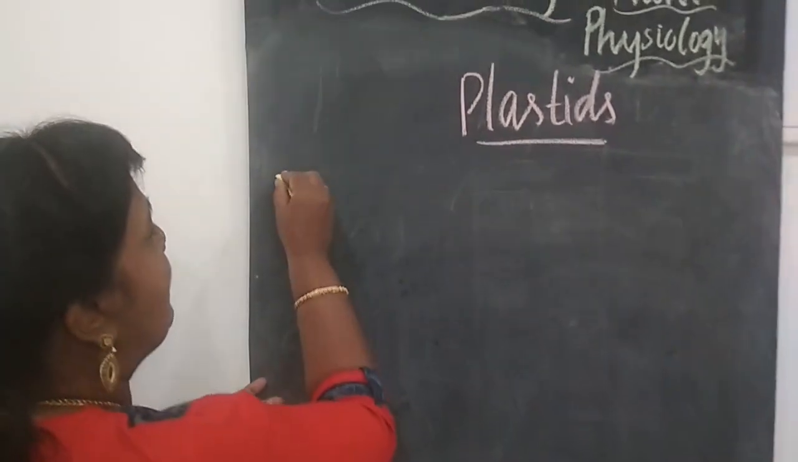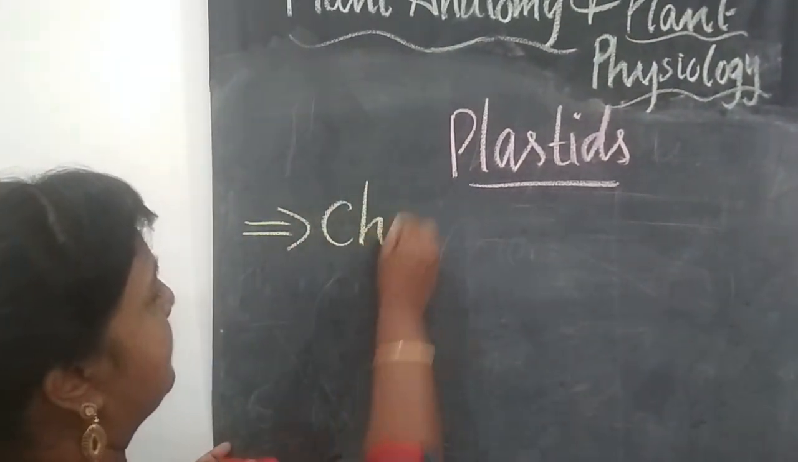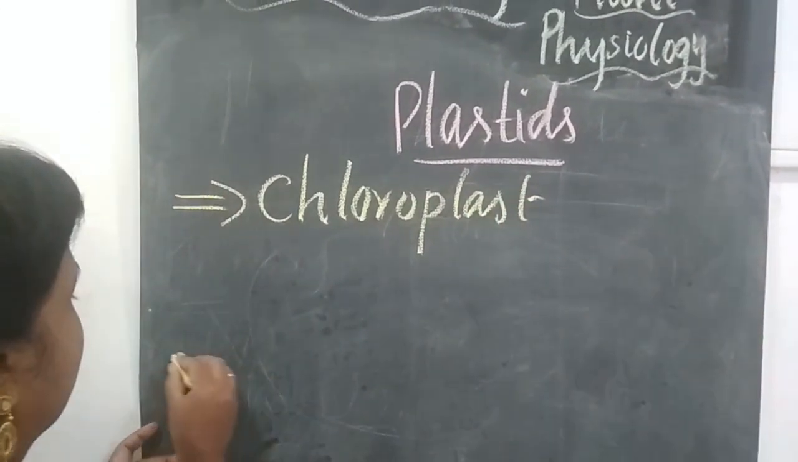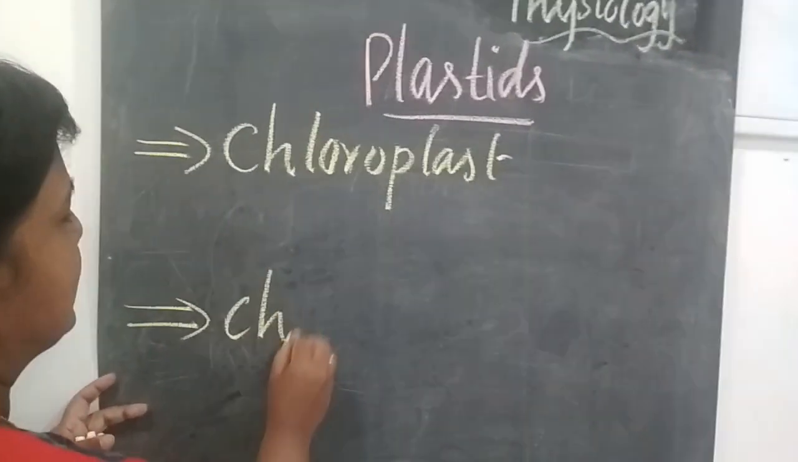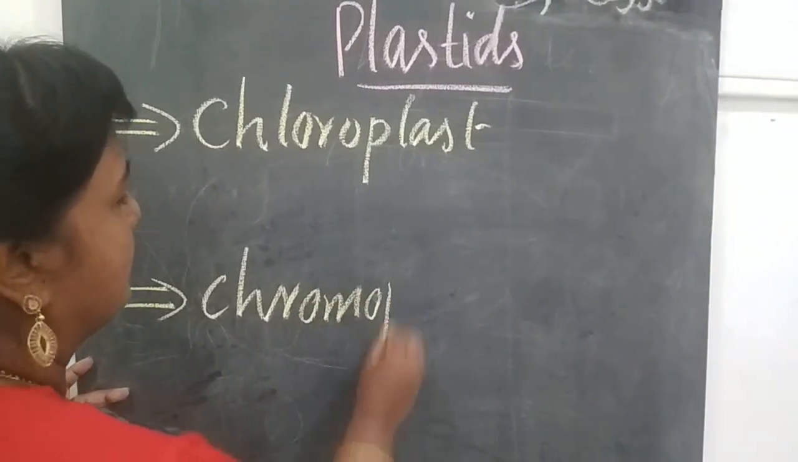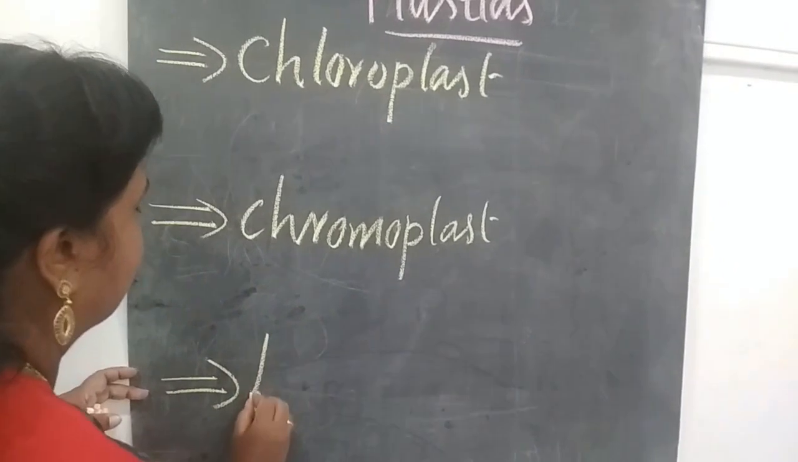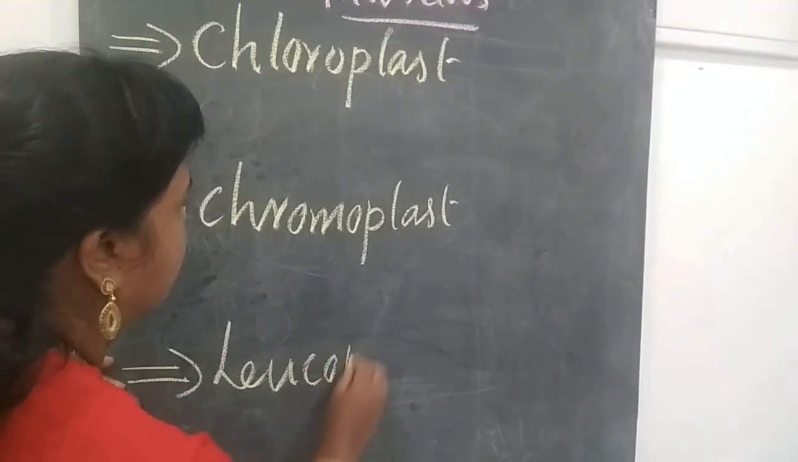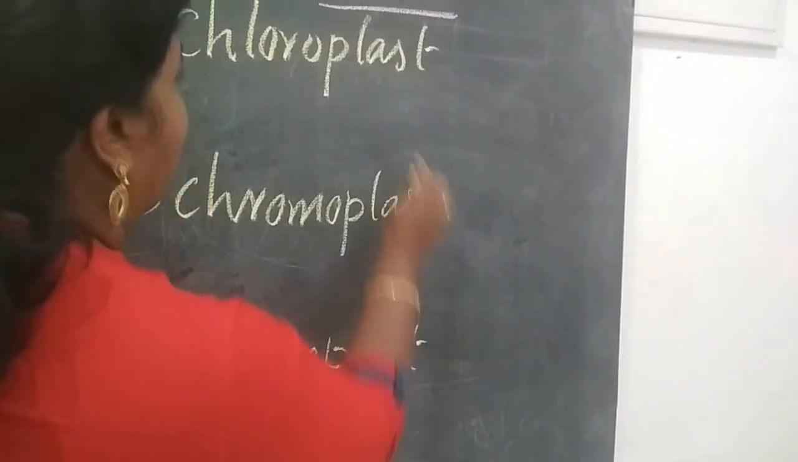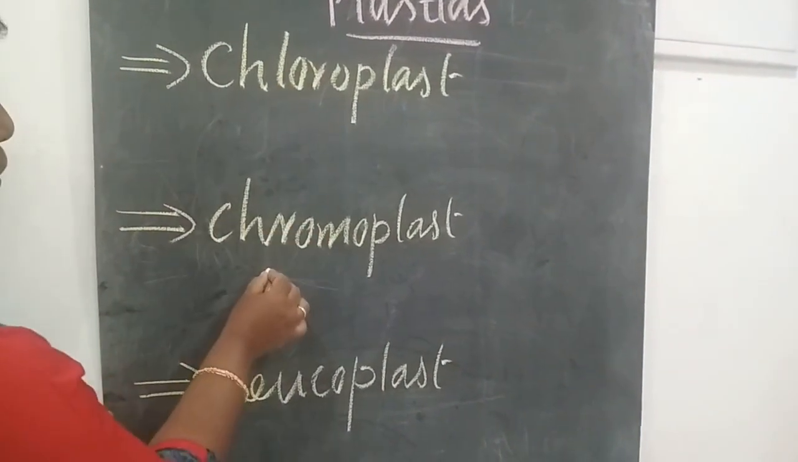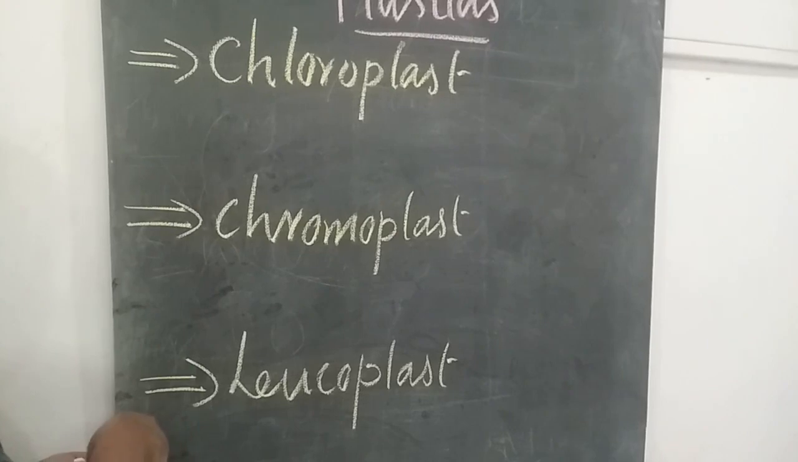One is chloroplast. Next, chromoplast, and leucoplast. So plastids are classified into three types: chloroplast, chromoplast and leucoplast.